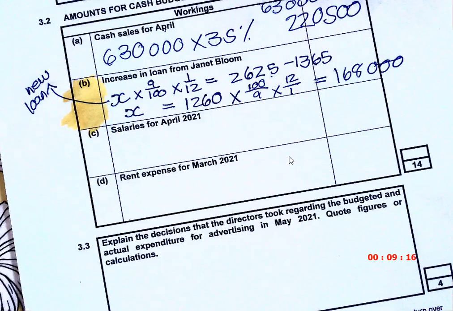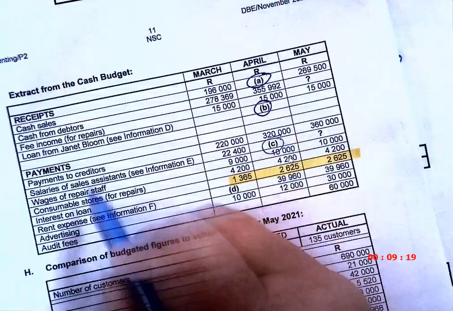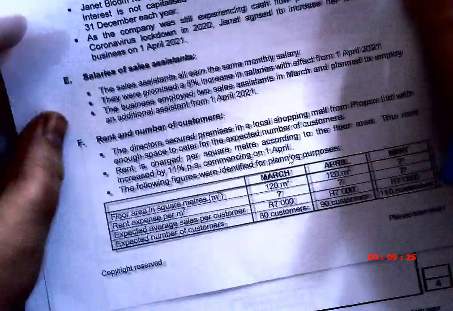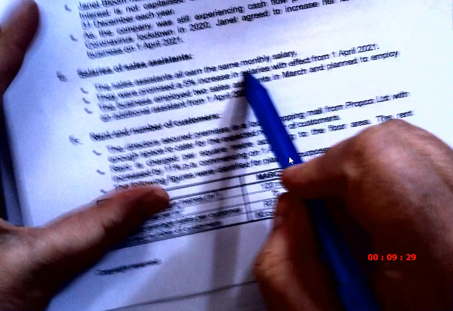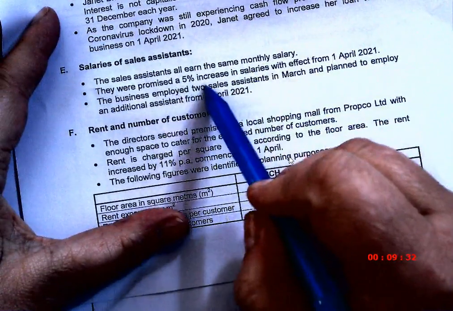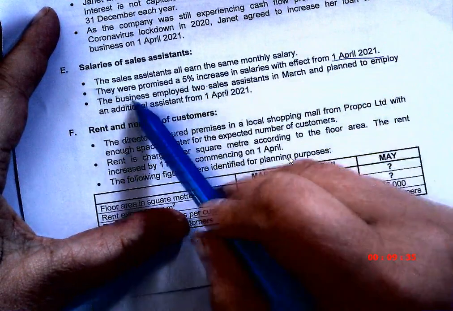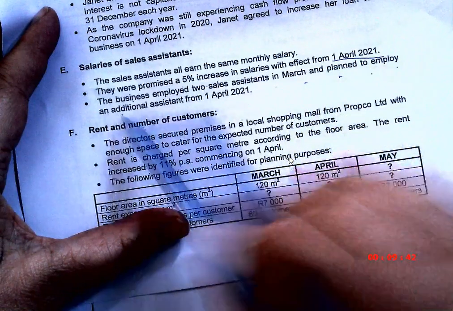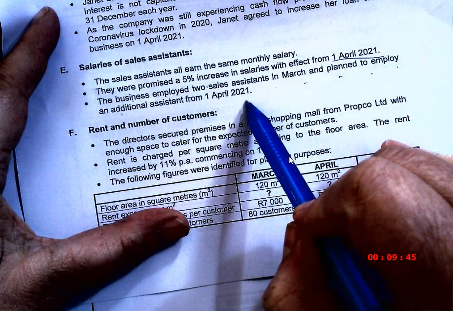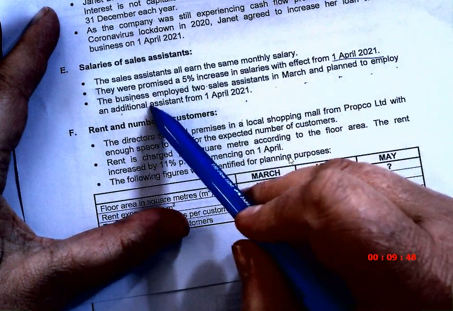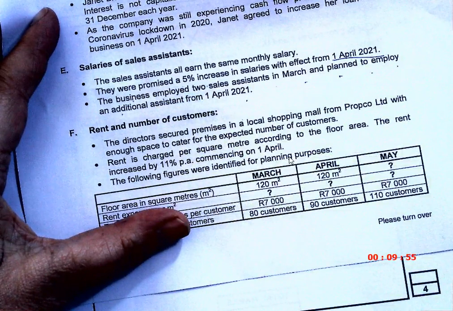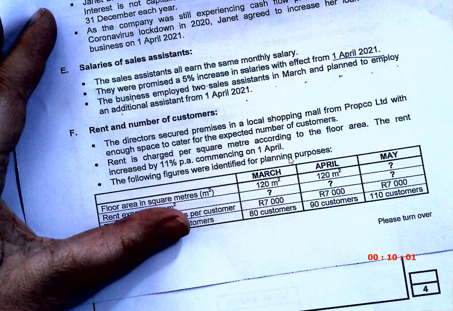Okay, salary for April. You can see April. Salary for sale assistants. And we need to go to E. So they say, the sale assistants all earn the same monthly salary. They were promised a 5% increase from 1st of April. The business employed 2 sales assistants in March and planned to employ an additional one in April. Okay, so they all get the same. So do we assume that they only have 2? And then in April 3.